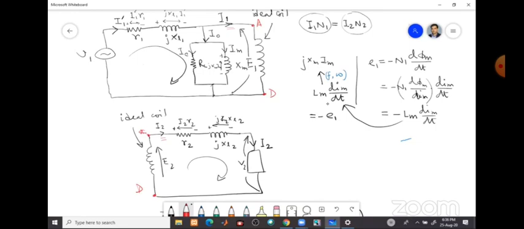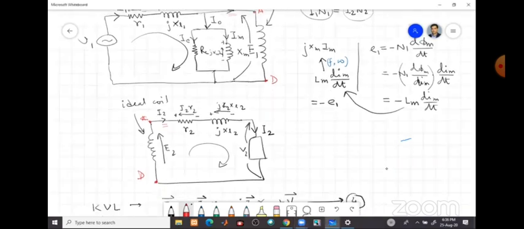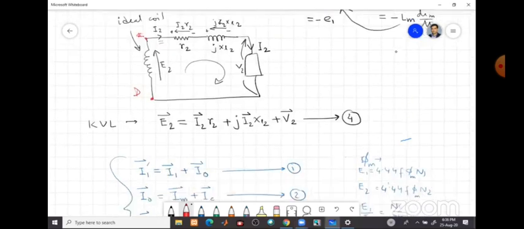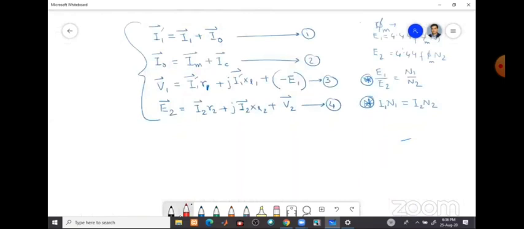Okay, so therefore, in this situation, it is not possible to connect these two terminals CD to the terminals AD. So what can we do so that we can connect them?